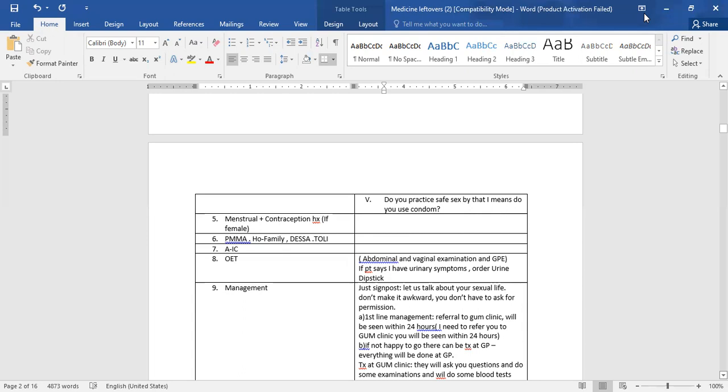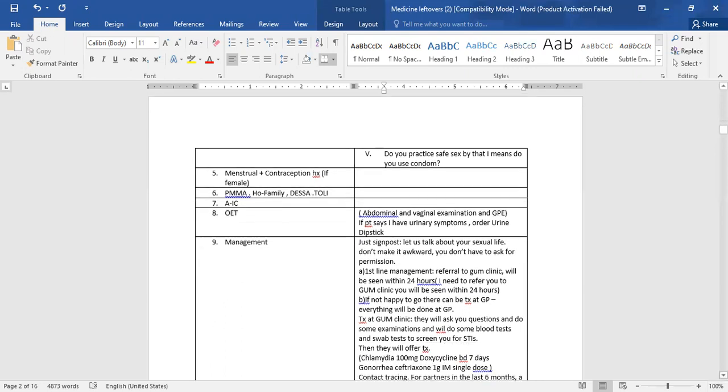I gave proper time to the management part. I have covered all the points related to the management part. I didn't waste a lot of time on the history taking. I didn't ask irrelevant questions. So that's actually the main key to pass the PLAB exam easily and with a good grade.